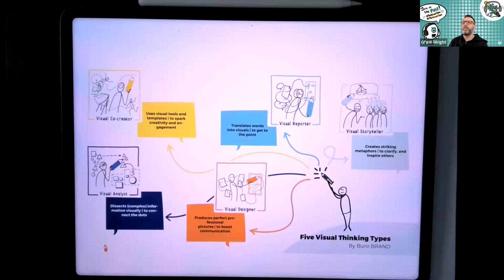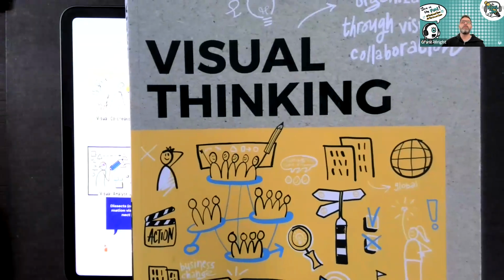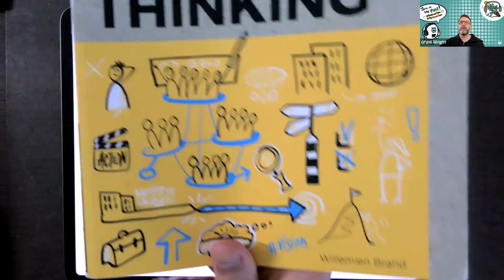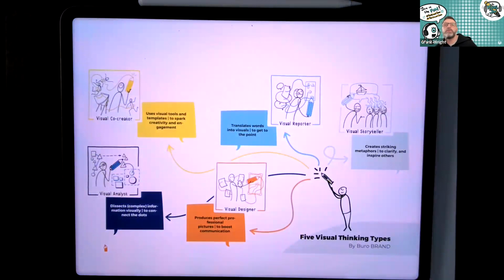And I guess just to take that step further, there's a company, apologies, just grabbed a book. There's a company called Bureau Brand who wrote this book called Visual Thinking. It's by a lady called Wilhelmine Brand. And they've produced this summary of visual thinking and 5 visual thinking types, which I think is really valuable because, as I kind of said at the start, visual thinking is quite a broad topic.